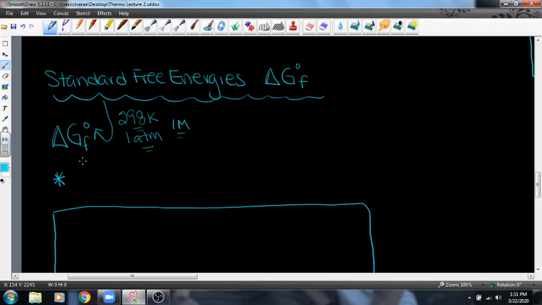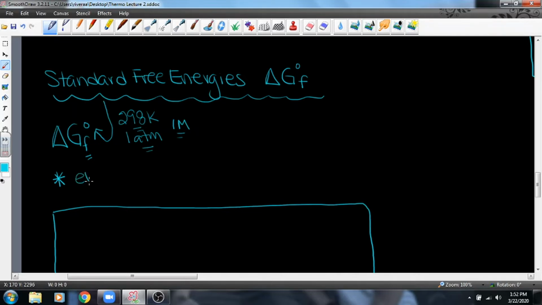So free energies of formation are just the amount of free energy change associated with the formation of a substance. Now, of course, when we're talking about things that are being formed, those values for elements in their standard states are 0, right? Because all of these elements were formed during the Big Bang, so we don't have a measured free energy change for the formation of, let's say, oxygen gas.